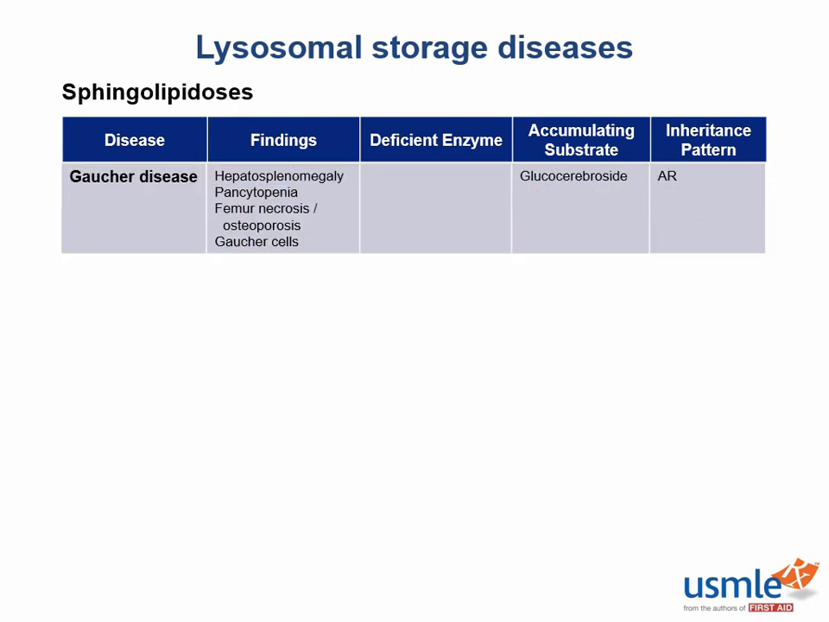Now next up, we have Gaucher's disease, and this is the most common lysosomal storage disease. And since it's the most common, you can bet that your chances of seeing this disease on test day are pretty high. So which enzyme is defective in Gaucher's disease? Great, that's glucocerebrosidase. And with glucocerebrosidase being defective or missing, this leads to the accumulation of glucocerebroside.